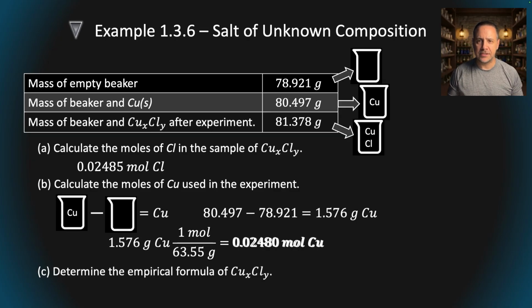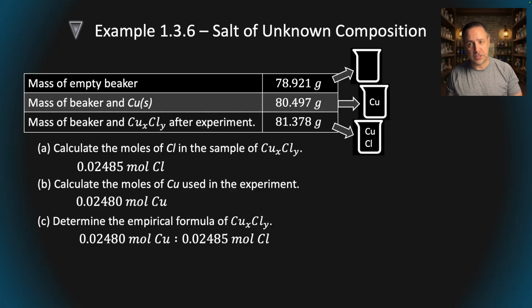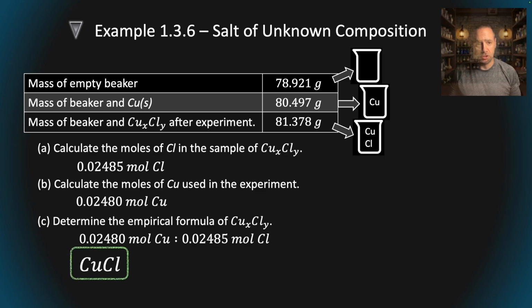For part C, I'm going to need to write the empirical formula. The answers for A and B tell me that I have an ugly mole ratio. At the same time, these are really close, within experimental error, close enough that I can call this a 1-to-1 ratio and safely write the formula as CuCl.